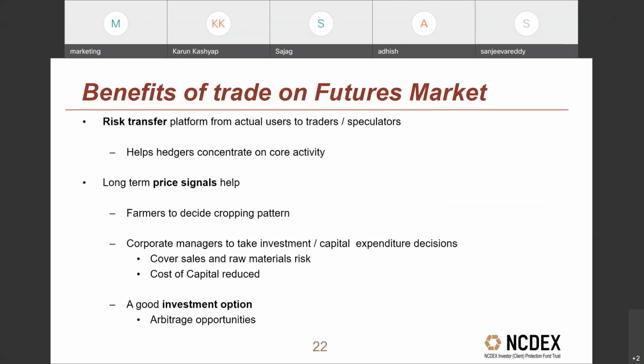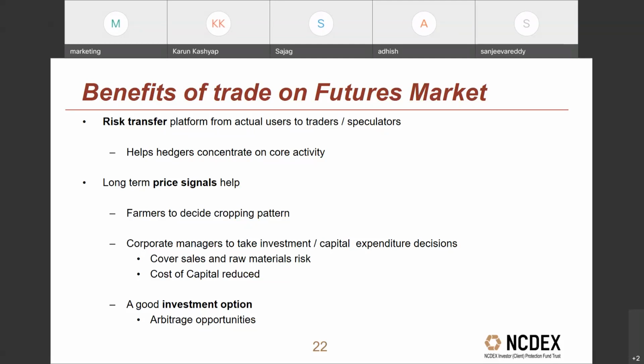So the very important thing: what is the benefit of trading on the futures market? The first benefit is for the hedger. They are able to transfer their business risk, or trade risk, or price risk, whichever we want to say. Anybody who wants to transfer their price movement risk to another player can do so.